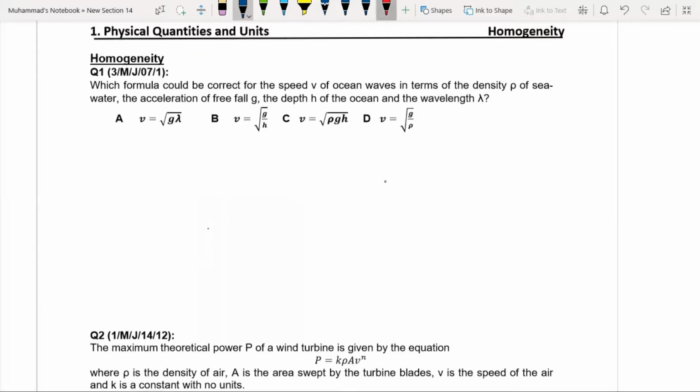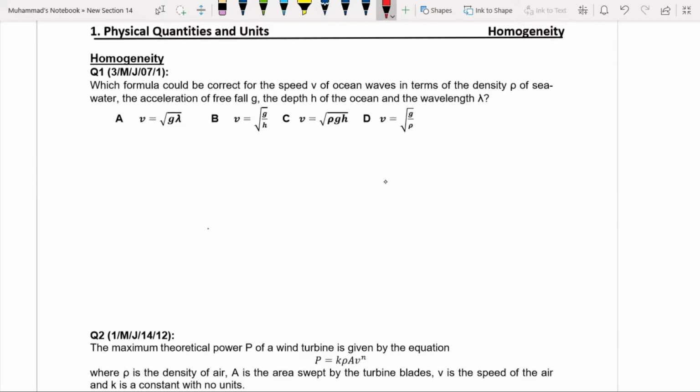You already know that homogeneity means that if an equation has the same SI base units on both sides, then it is homogeneous, and every correct equation must be homogeneous. So let's discuss this question.